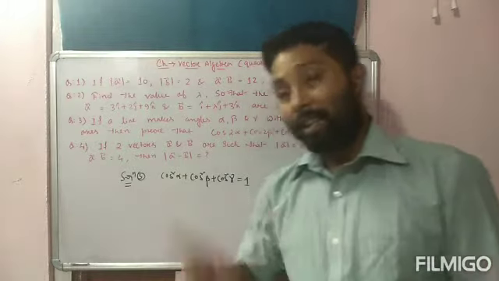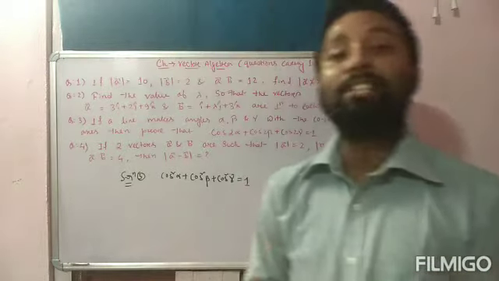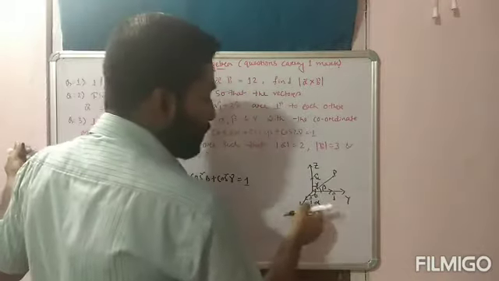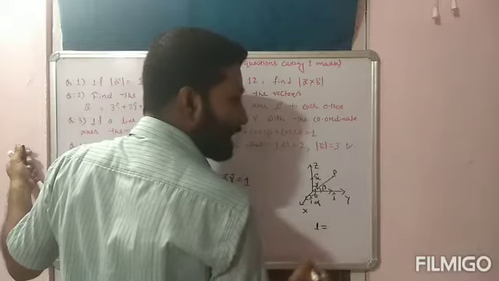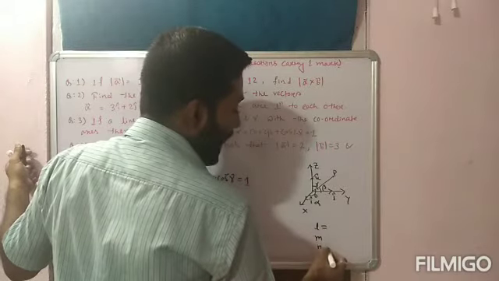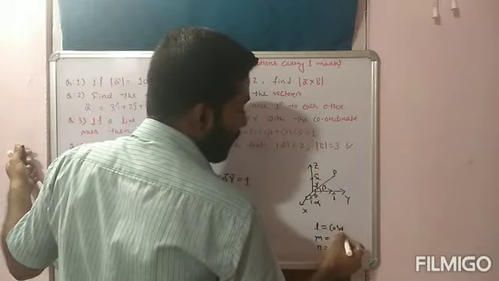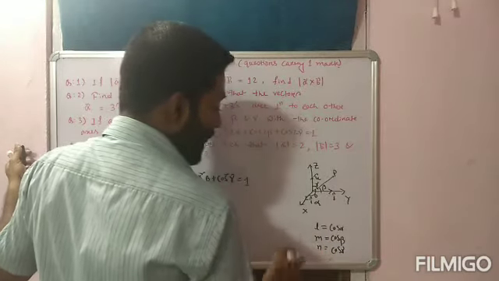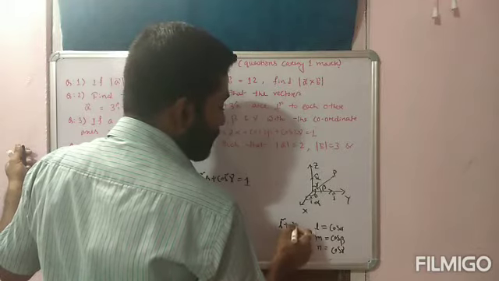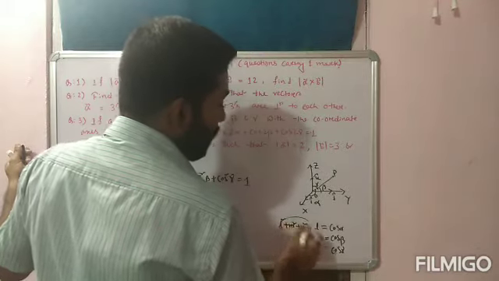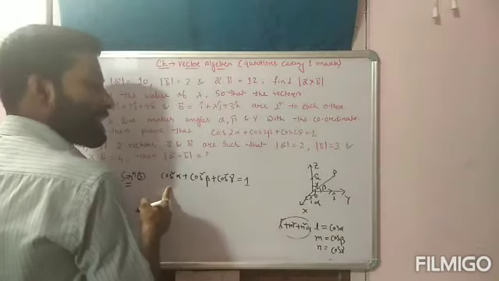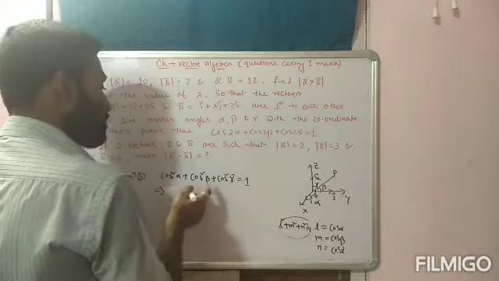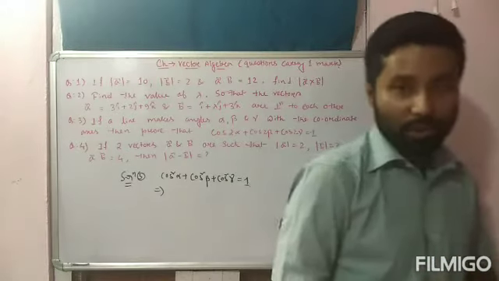ये रिलेशन कहाँ से मिला? वो डायरेक्शन कोसाइन का जो रिलेशन था, that is L square plus M square plus N square is equal to 1, वहां से ही मिला. If a line makes an angle alpha with the x-axis, let direction cosines be L, M and N. So L is equal to, we all know, cos alpha, M is equal to cos beta and N is equal to cos gamma. Okay? And we know L square plus M square plus N square is equal to 1. So just replace L by cos alpha, M by cos beta and N by cos gamma. So cos square alpha plus cos square beta plus cos square gamma is equal to 1.